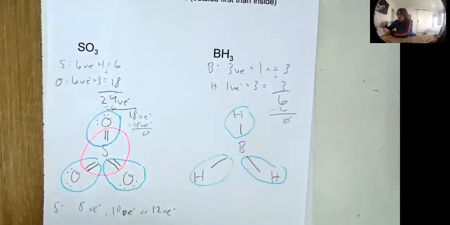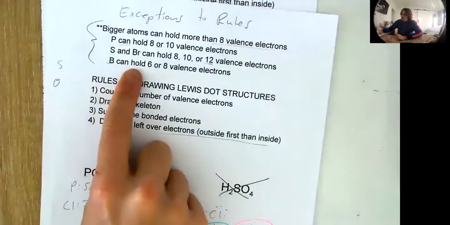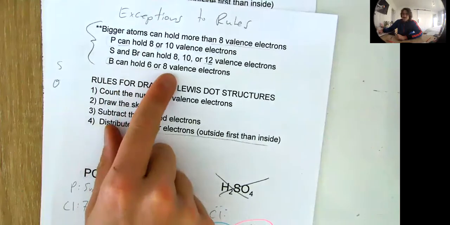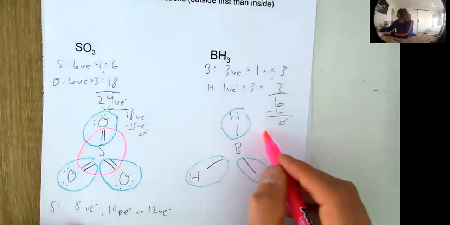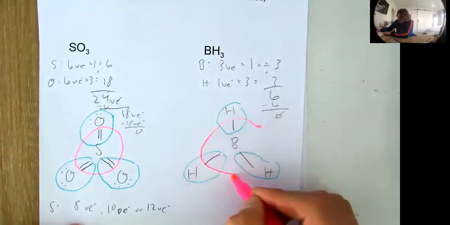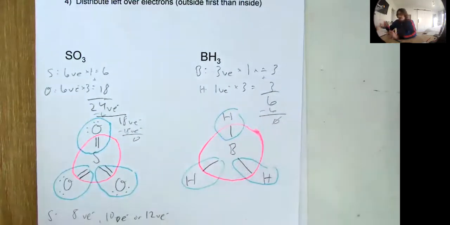So all the hydrogens just need 2. But the boron can hold 6 or 8 valence electrons. So we're going to show you that this boron right here in the middle only has 6, and that's okay because boron is one of those exceptions to the rule. So that's it. That's all we could do. That's the molecule.